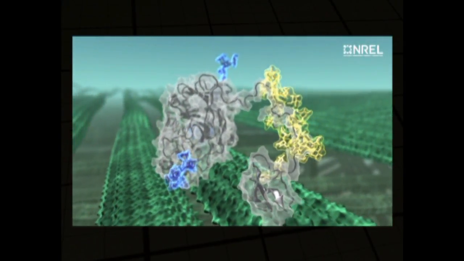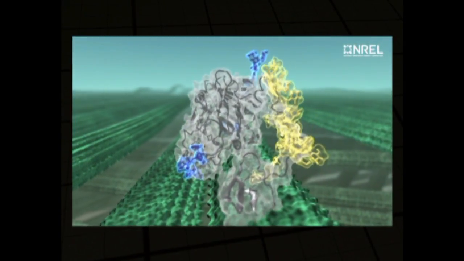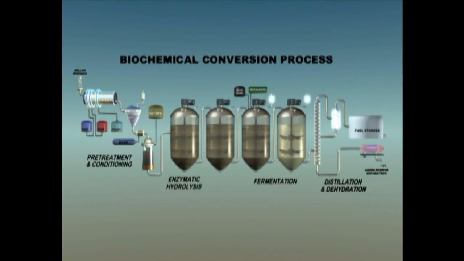Biochemical conversion uses enzymes and microorganisms to convert biomass into sugars, and those sugars into biofuels or bioproducts that can replace products currently made from crude oil. Here's one example of a biochemical conversion process.